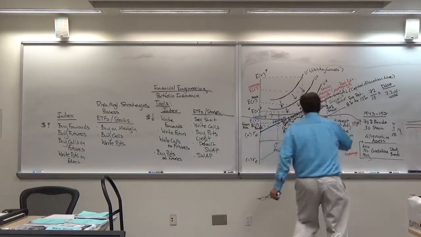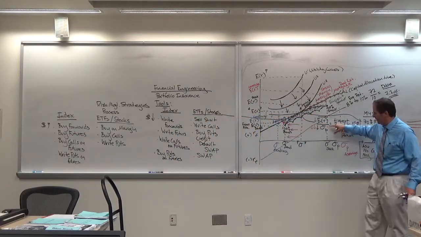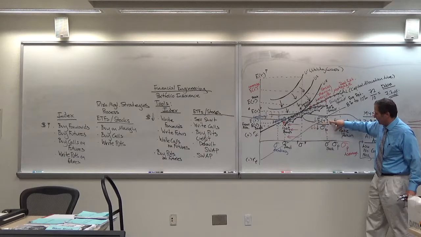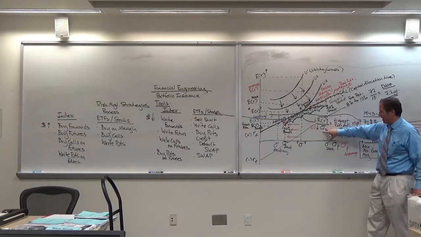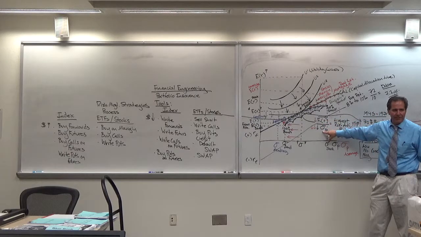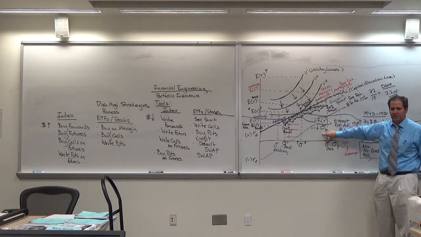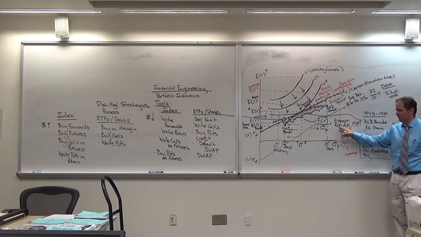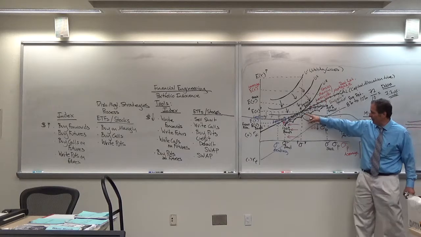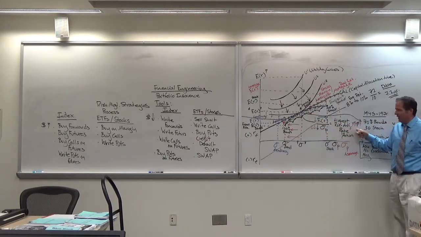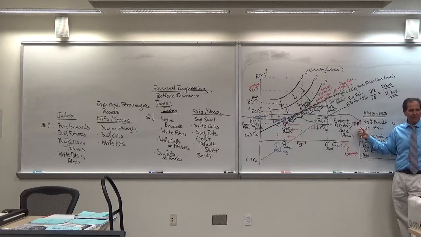So this point right there, from the equation standpoint, is the expected return on the portfolio divided by the portfolio standard deviation. So it's your return to risk ratio, or it's your risk-adjusted rate of return. At this point, right here, you're getting the highest risk-adjusted rate of return.